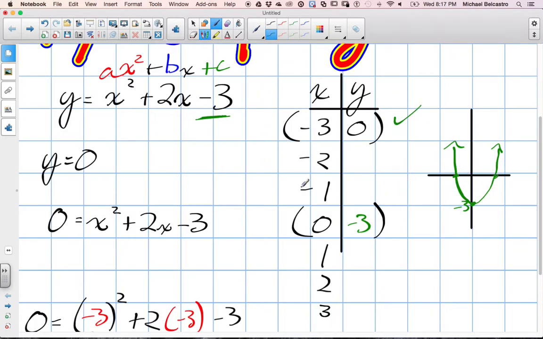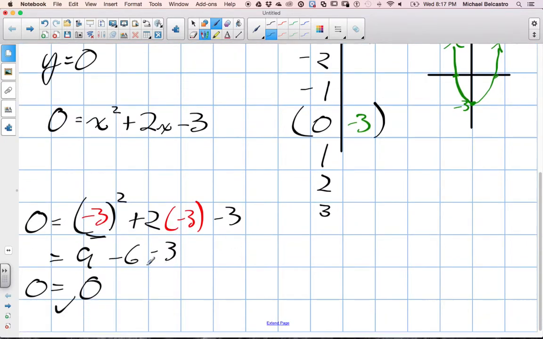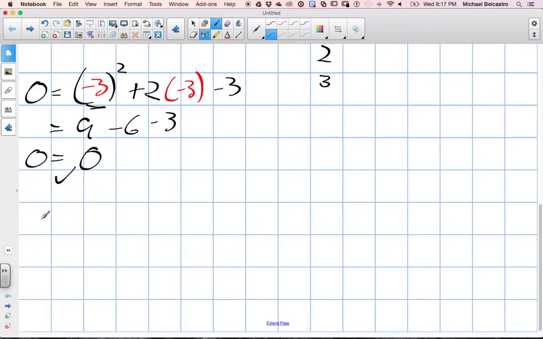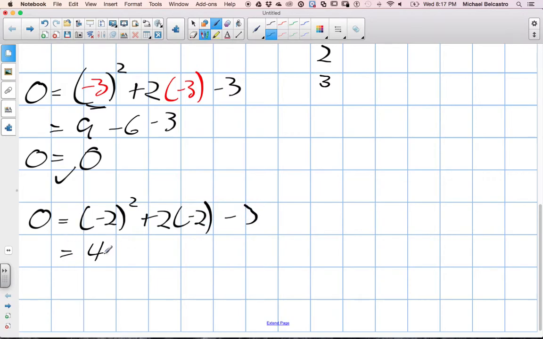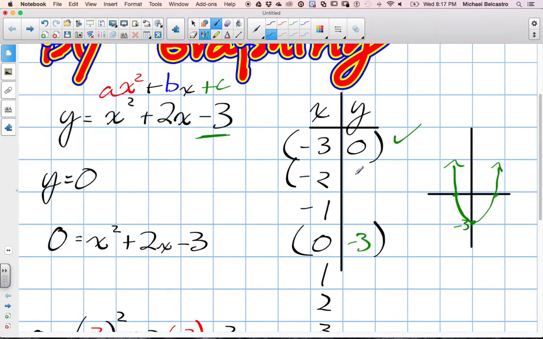Let's test out a bunch of the others. I'm going to try to go through them a little quicker. Same idea, same equation. We're trying to see if the left side equals the right. 0 equals, and we'll test -2. -2 squared plus 2 times -2 minus 3 is going to give us 4 minus 4 minus 3. That's going to be -3. So there's a coordinate, but that's not one of the values we're looking for.